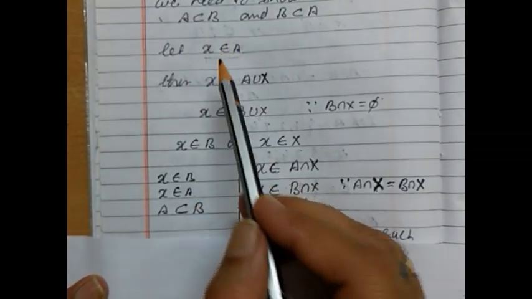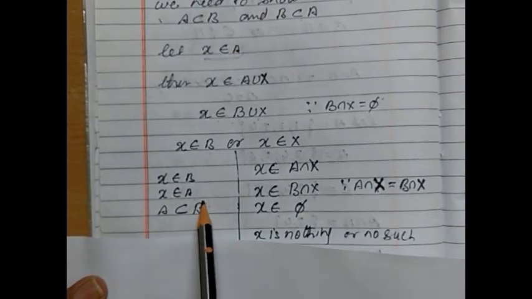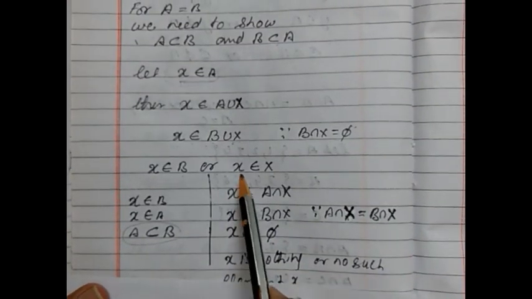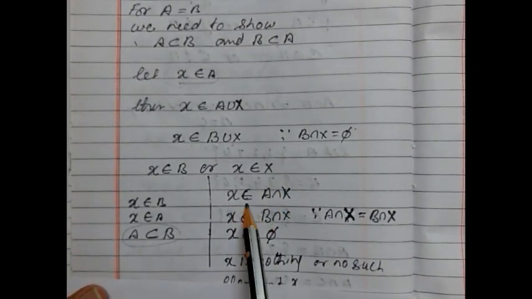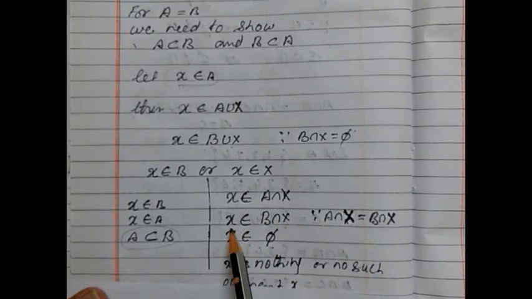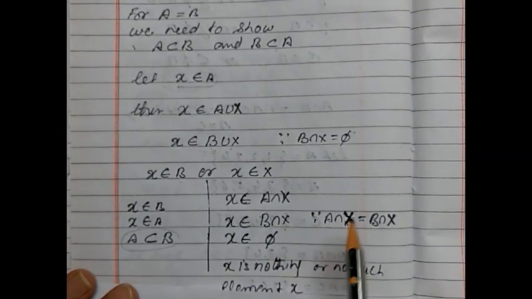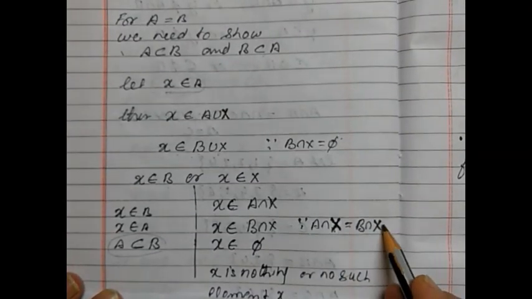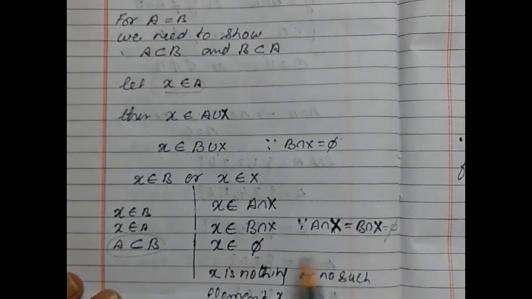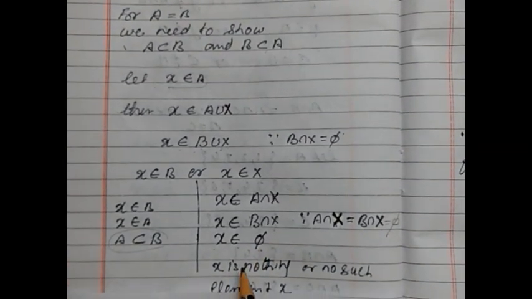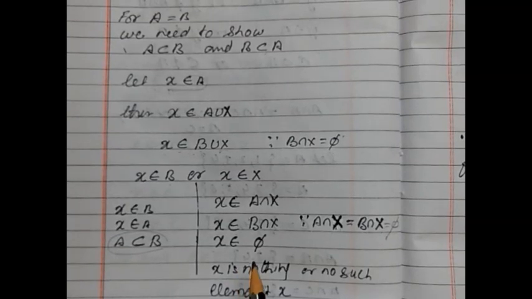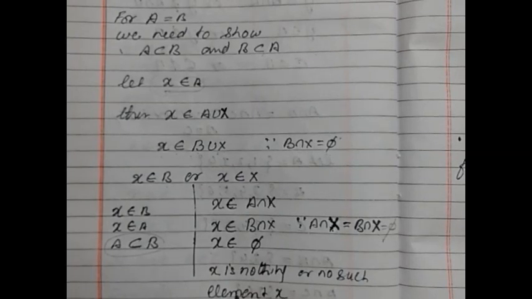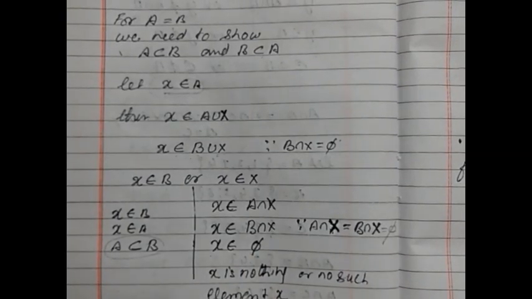When x belongs to A and x belongs to B, we can say A is a subset of B. And if x belongs to set X, then x will belong to A intersection X and x will belong to B intersection X. Since it is given that A intersection X is equal to B intersection X is equal to the empty set, x would belong to the empty set. But in the empty set there is no element, so there is no such element x present in X. I hope it is clear.